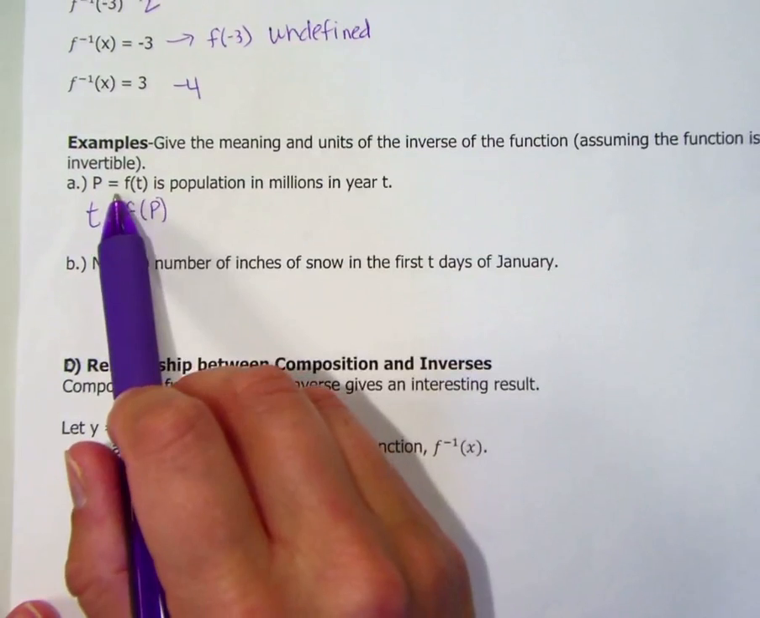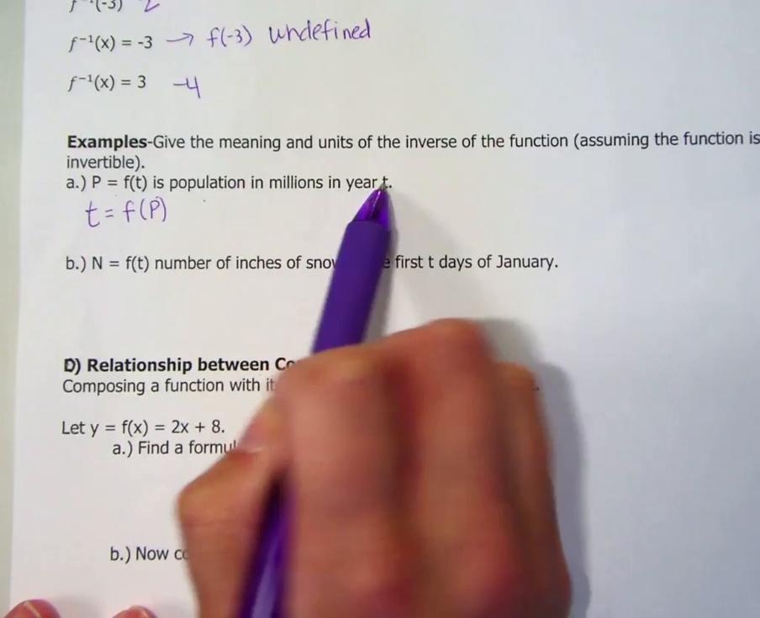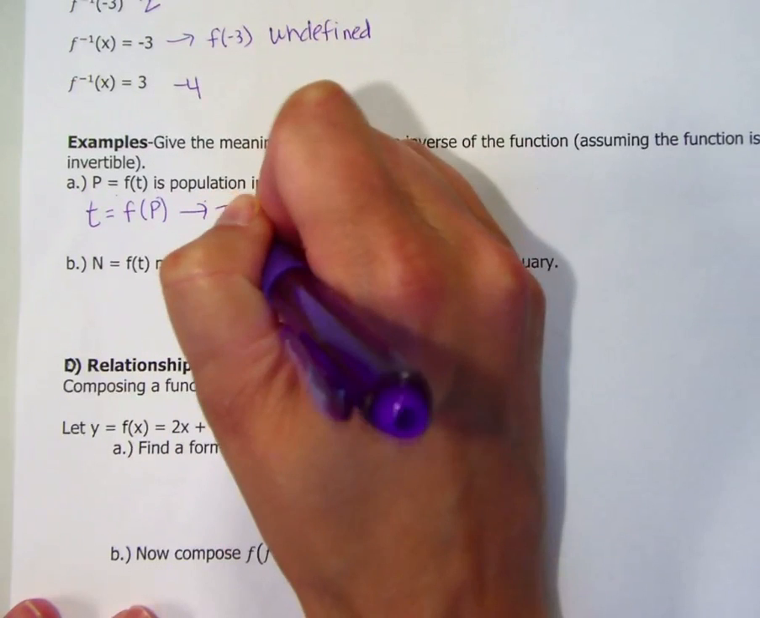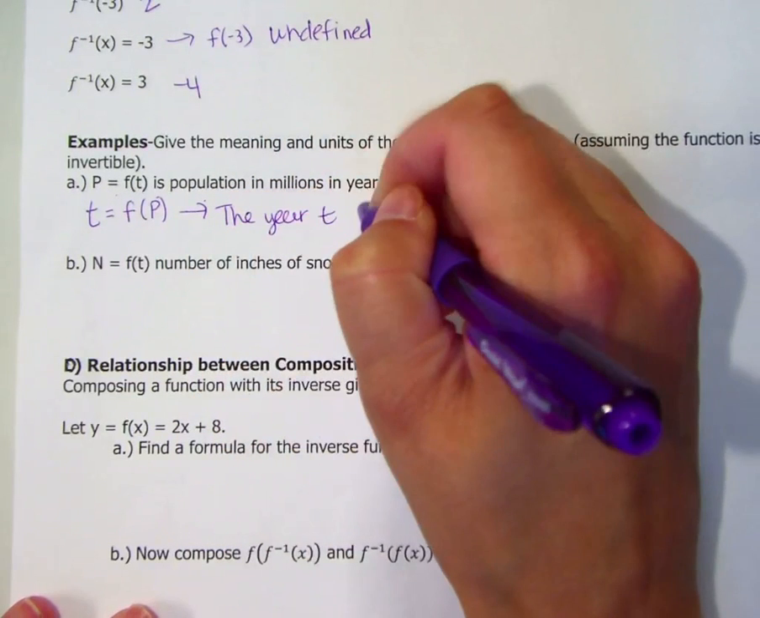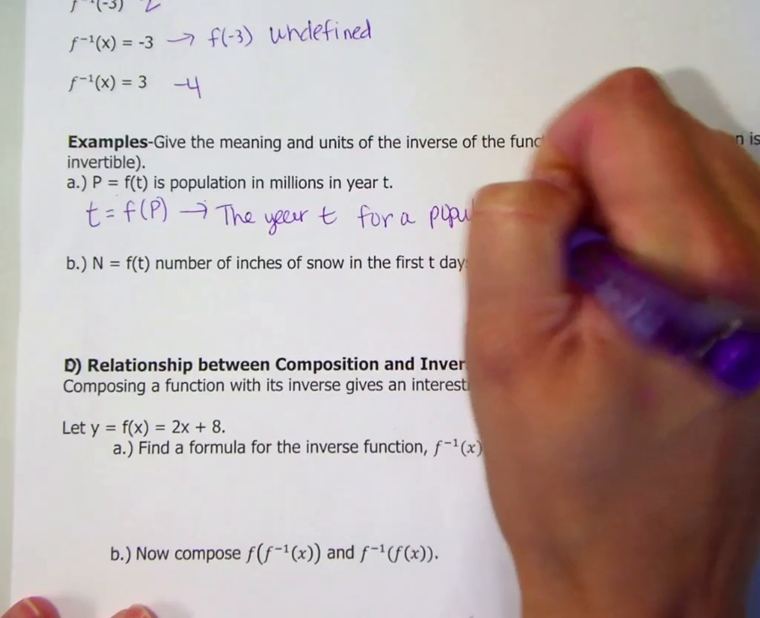So if the original function is population in millions in year t, then this is the year t for a population p.